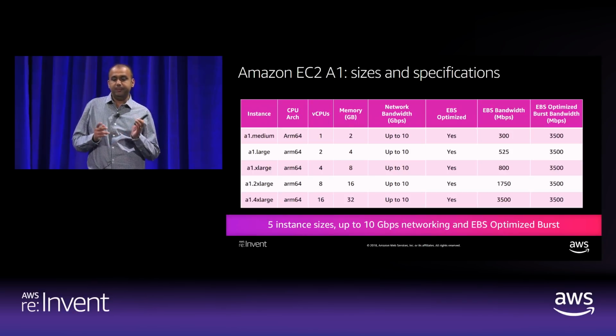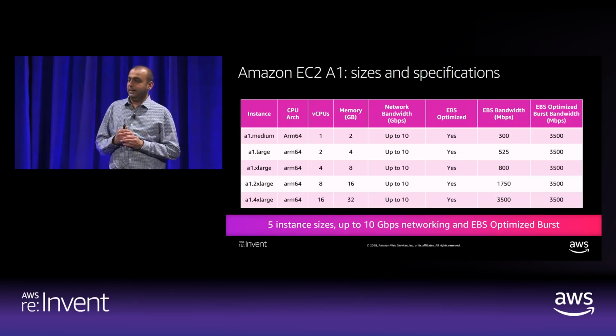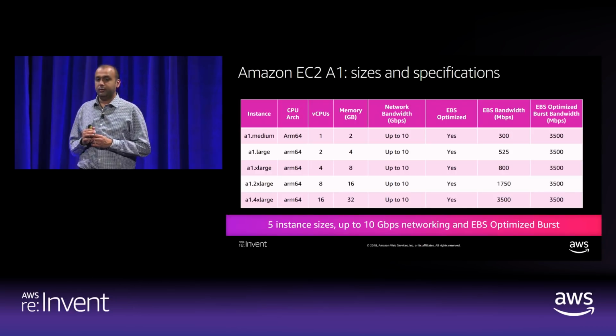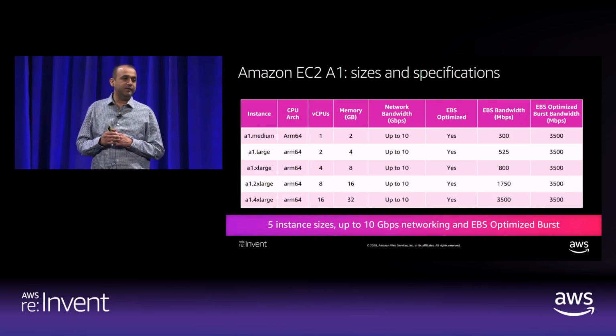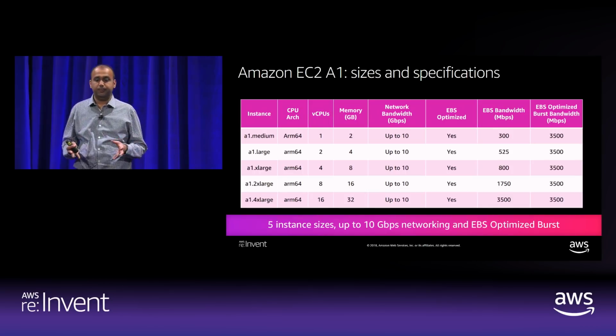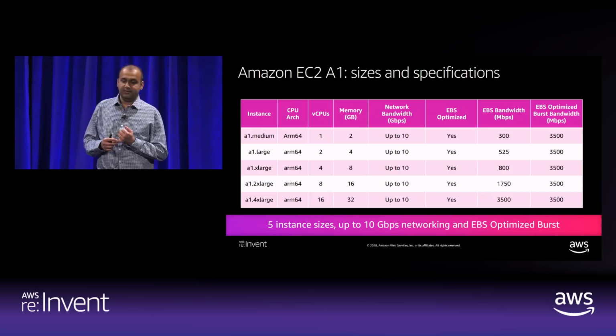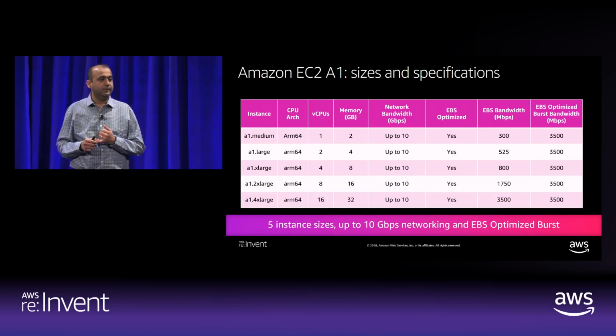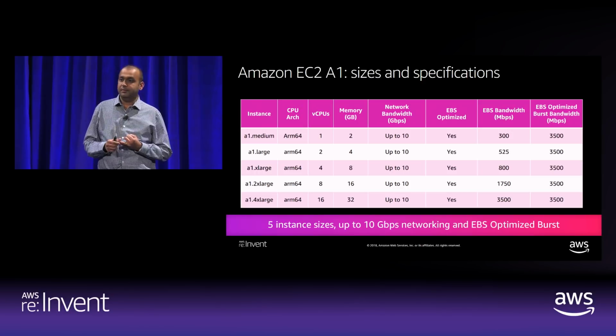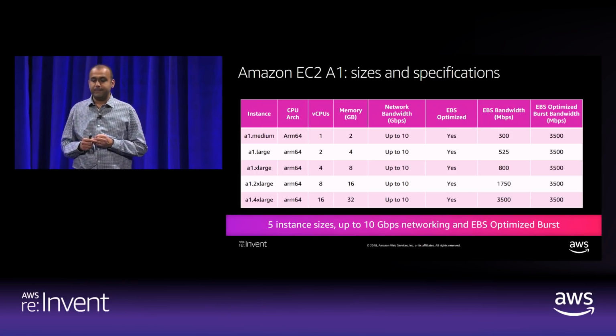Each vCPU on an A1 instance is a single core of the AWS Graviton Processor, running at 2.3 gigahertz. In addition to vCPUs and memory, all of these instances support enhanced networking, and they offer up to 10 gigabits per second of networking bandwidth for instances when launched within a placement group. The instances are also EBS optimized by default, and they support EBS optimized burst up to 3,500 megabits per second.